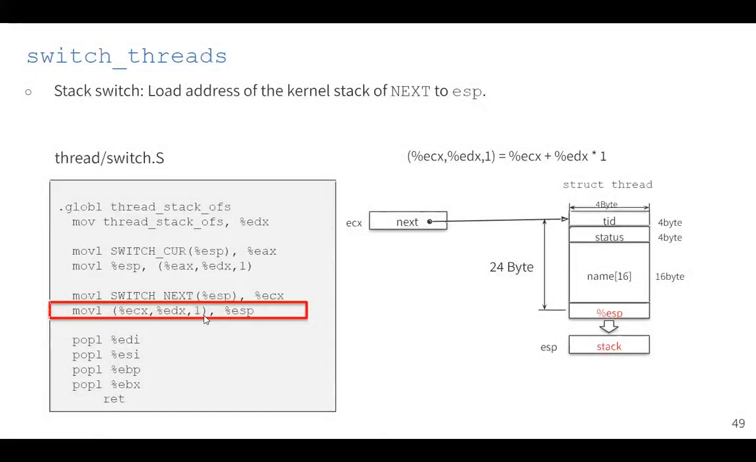And then from that, because we have the offset from the beginning of struct thread to the stack pointer field in EDX, we add EDX to ECX and load that value to ESP, because that value should be the stack address of the next thread.